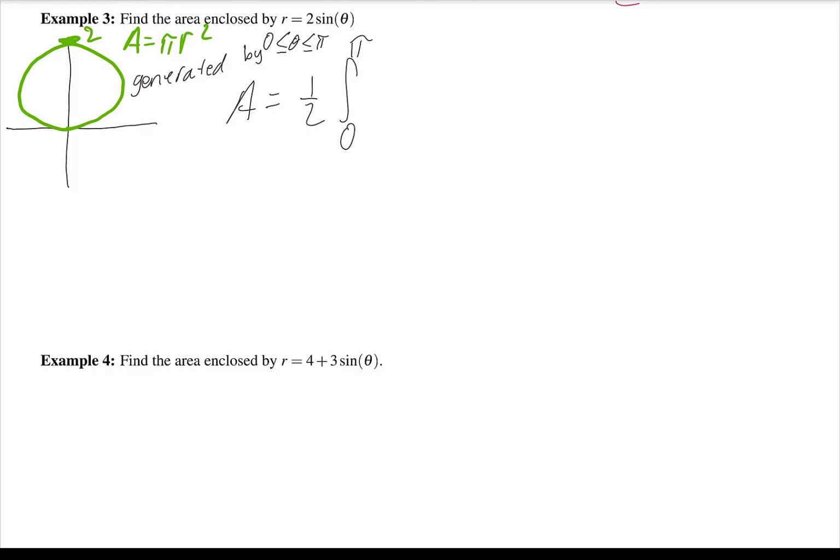And so then this should be 2 sine theta squared d theta. So again, you'll want to square that. You're going to have to integrate sine squared of theta, so this will be a good time for you to practice the trig integrals. And so spoiler alert, you do end up getting that the answer is pi, just like we thought it should have been from our geometry formula.